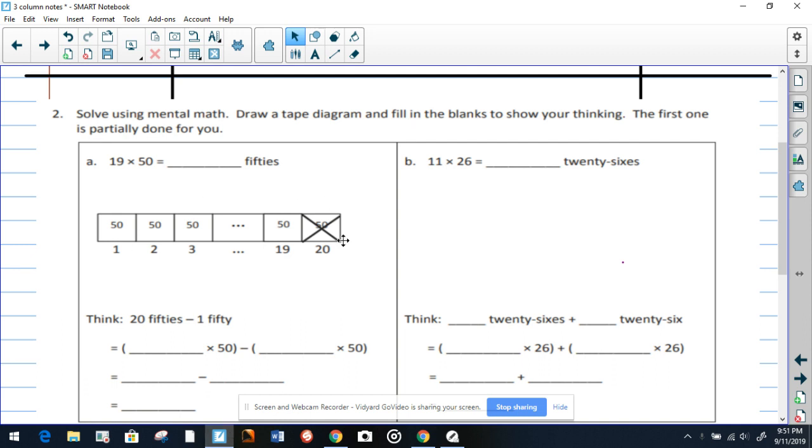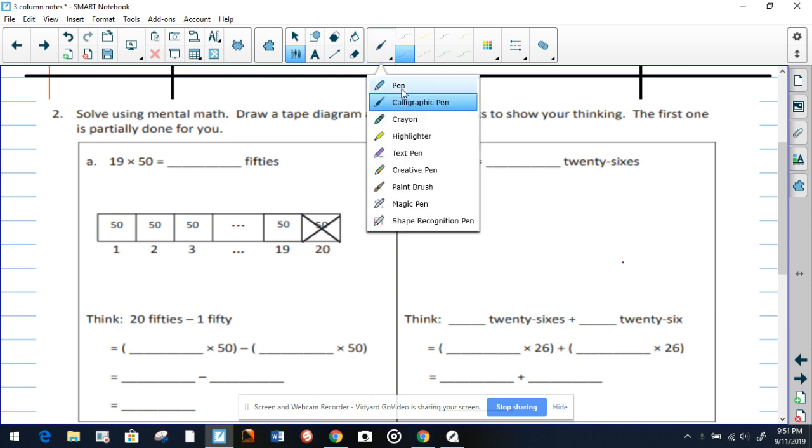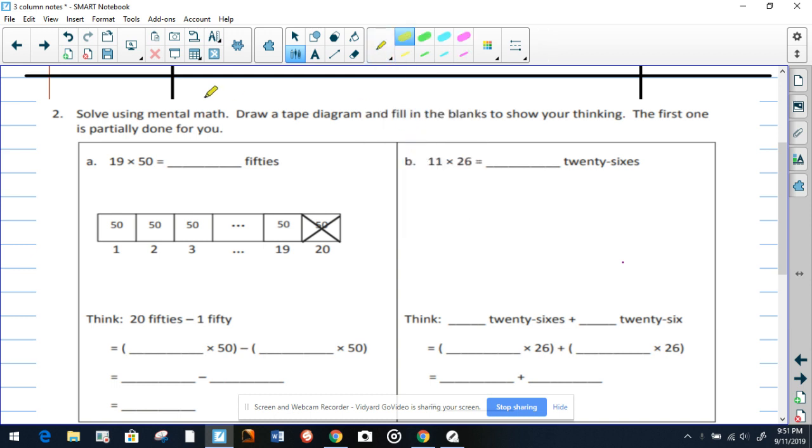Okay, so here's what happens here. On these particular problems, it's the same thing as you have been learning. It says solve, that's using mental math. Mental math is going to be asking you about to round, okay? It says draw a tape diagram. So you're going to draw and fill in the blanks to show your thinking. The first one is partially done for you. All right, let's look at the one that they created for us.